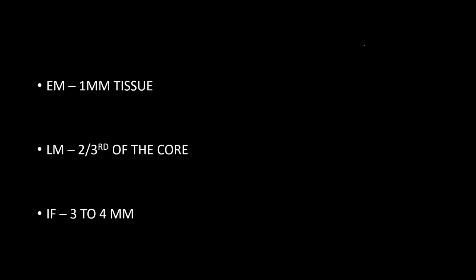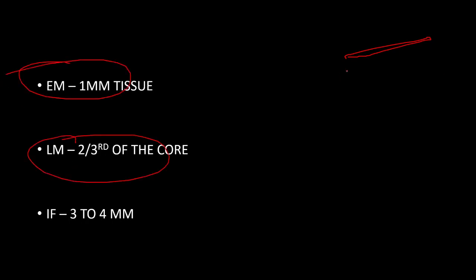And after doing the renal biopsy, how do you send the sample? For electron microscopy, a 1 mm piece of tissue might be enough. For light microscopy, two thirds of the core is to be used. For immunofluorescence, an average of 3 to 4 mm is ideally required. So this is how you will cut the biopsy sample. And one question related to it is how to cut it.